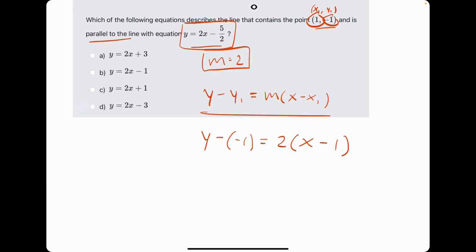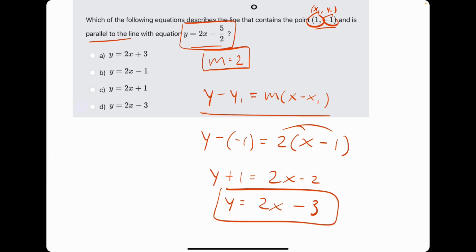So now our goal is really just to solve for y and simplify. So let's simplify the left side first. Y minus -1 is y plus 1, and then distribute the 2 here and here. We get 2x minus 2, and then we solve for y by subtracting 1, and we get -2 minus 1, which is -3. So 2x minus 3 should be our result.